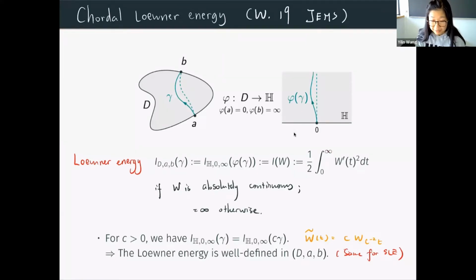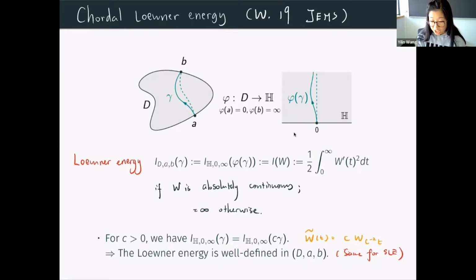So this Loewner energy is well defined for any curve in the upper half plane, but actually also well defined for this curve in D. Here, the conformal map phi, if sending the boundary point to boundary point, is uniquely defined up to a scaling.